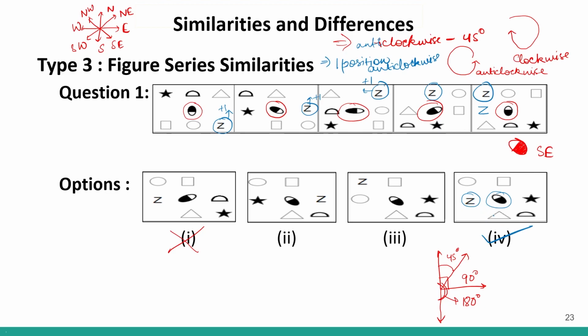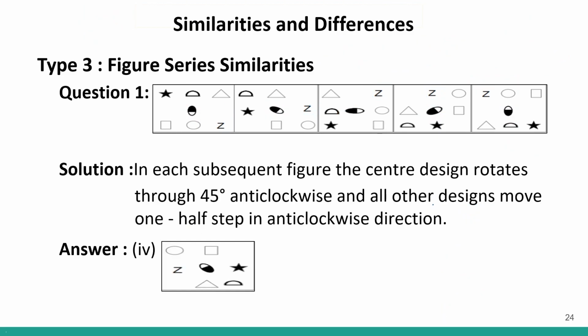So whenever you get questions like this on figure series similarities, you don't have to check for each and every element, because there are how many elements? 1, 2, 3, 4, 5, 6, 7. 7 elements are there. This will take a lot of time. So just check for the change in elements. Out of all these options, this we eliminated. Now out of these three options, I saw that Z is in different places. So just based on Z, we can find the answer. So the answer will be option number 4.